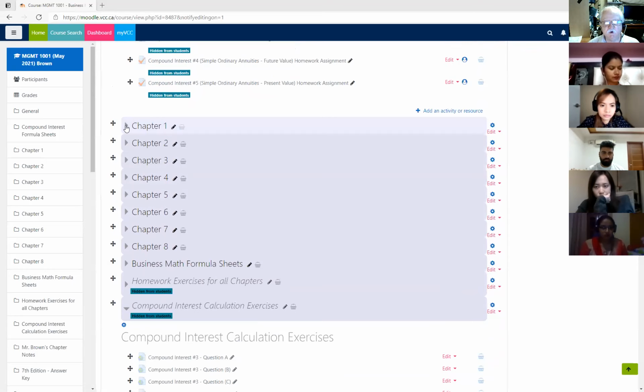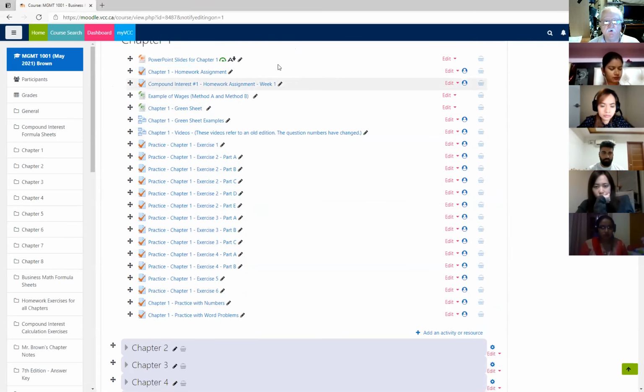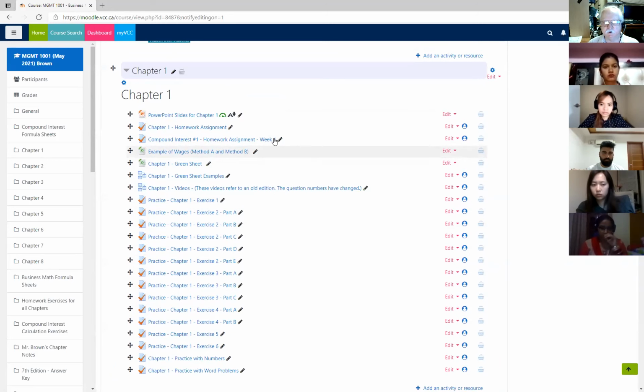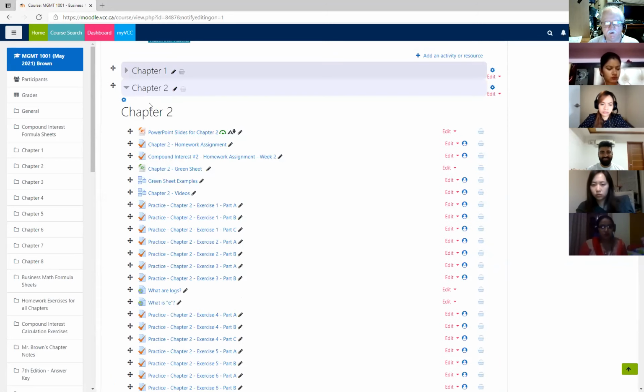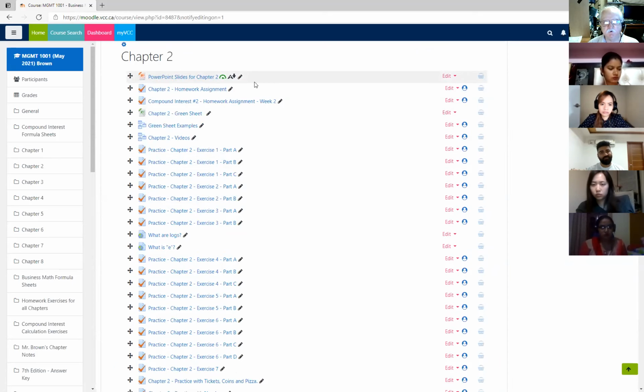And then we've got basically chapter by chapter. You can look at the PowerPoint slides. This is the homework for chapter 1. And then compound interest number 1 is basically the homework for chapter 9. And then there's all these things which are examples dealing with chapter 1. These are like little video examples that are interesting but very boring. And basically the same for every chapter. The PowerPoint.